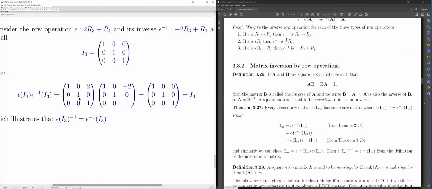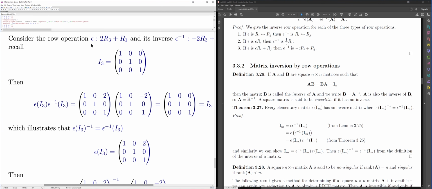If I have an elementary matrix and I want its inverse, I just need to determine the row operation corresponding to this elementary matrix, take the inverse of that row operation, and apply it to the identity. This gives me the required inverse, which is this one over here.